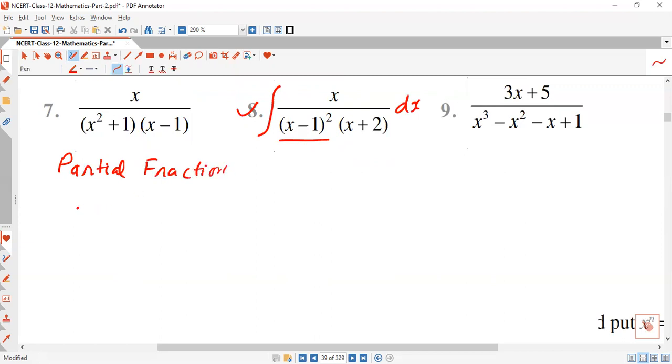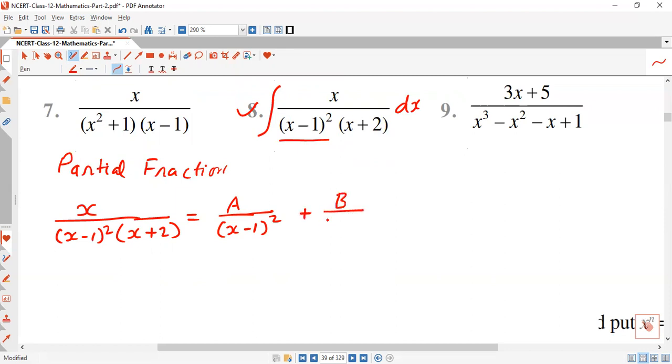Okay, so what is the partial fraction of this part? x upon (x minus 1) whole square (x plus 2) will be, we can say, A upon (x minus 1) whole square. See, this is the same factor, it comes twice. So we write down this one as it is, (x minus 1) whole square. Second, we use the linear factor also, B upon (x minus 1), plus C upon (x plus 2).